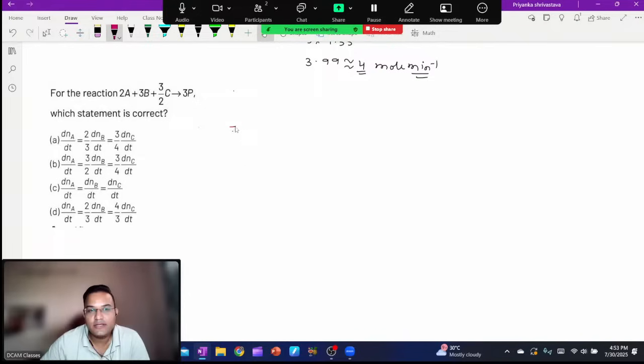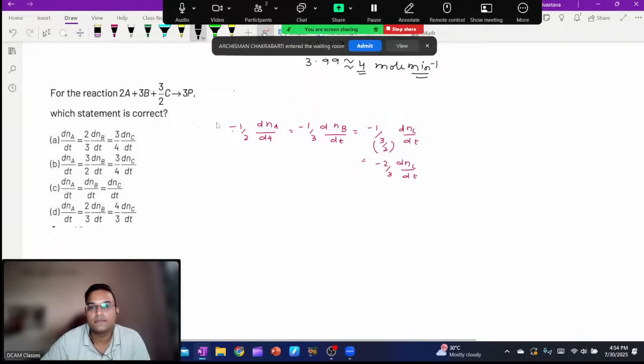Look, it's easy. Make one equation: -1 dnA by dt is equal to -1/3 dnB by dt is equal to -1/3/2 dnC by dt. Like this you'll write. So this part will become -2/3 dnC by dt. Now in the solution there is no coefficient of dnA by dt, so you'll multiply the whole equation with -2.